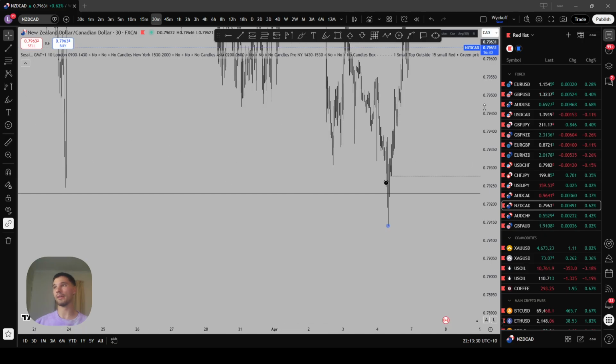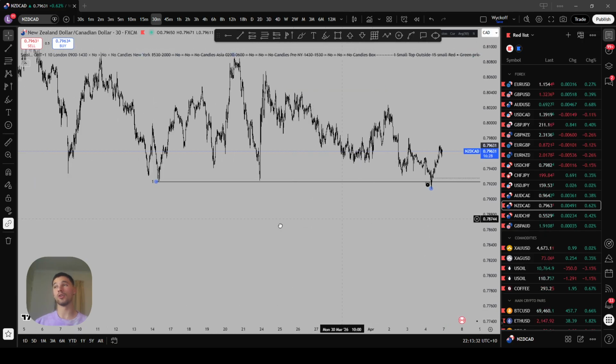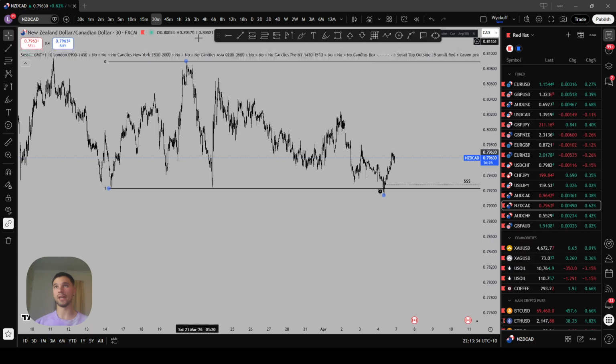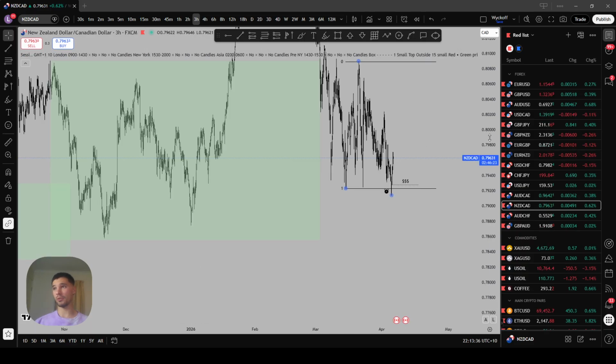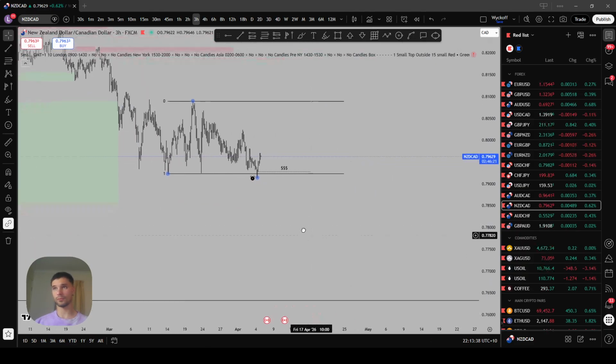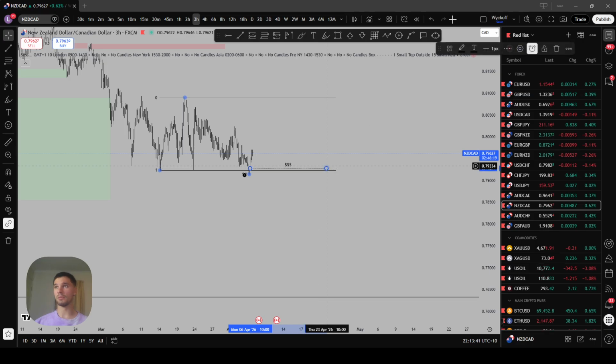Anything up there is just too high. And yeah, normally I would like a deviation below our tap one as well. So that is my extreme liquidity POI.